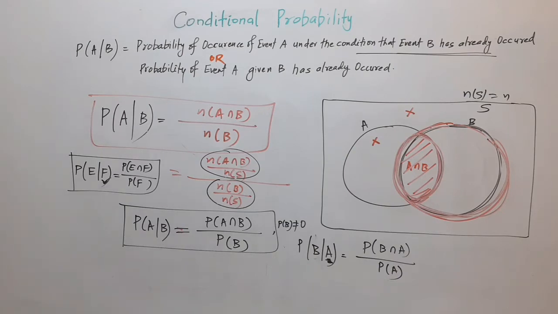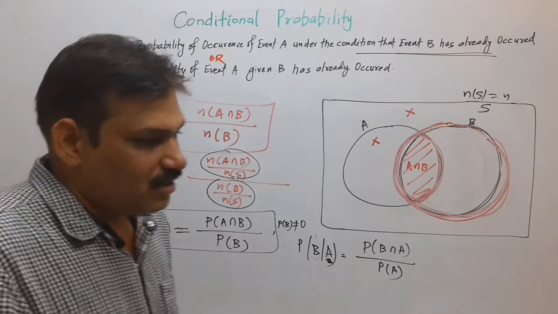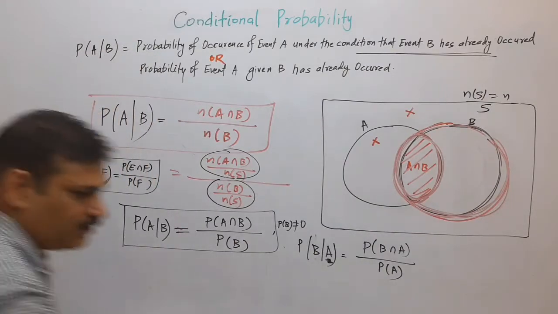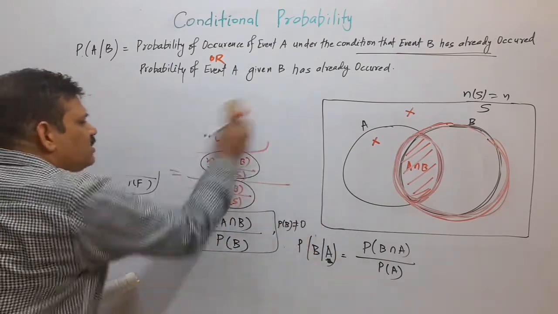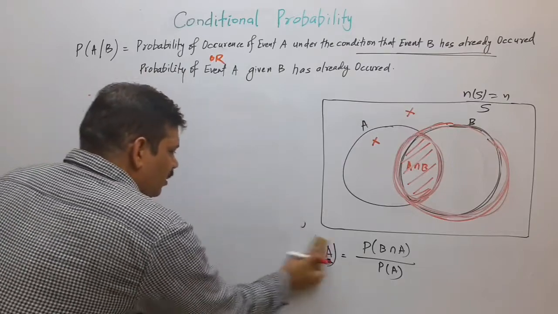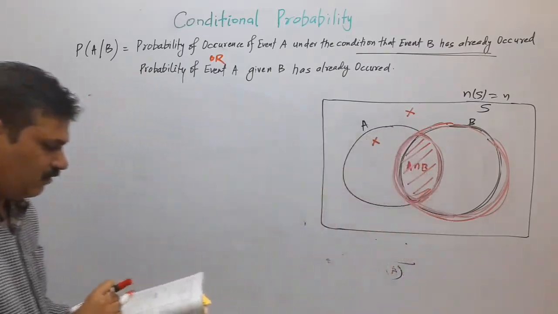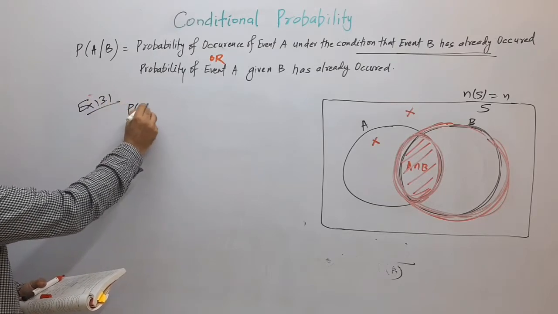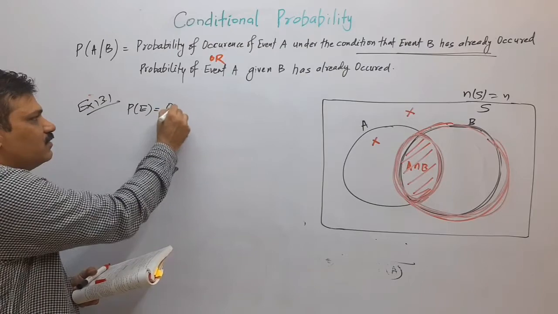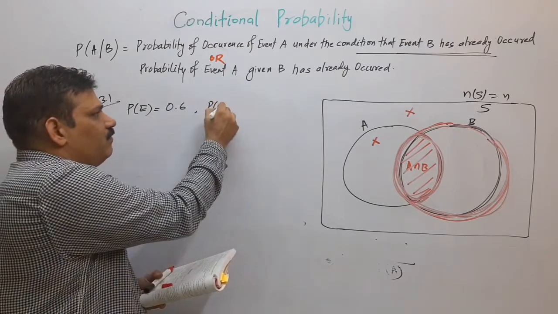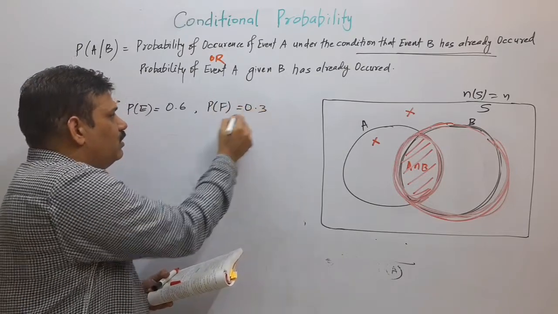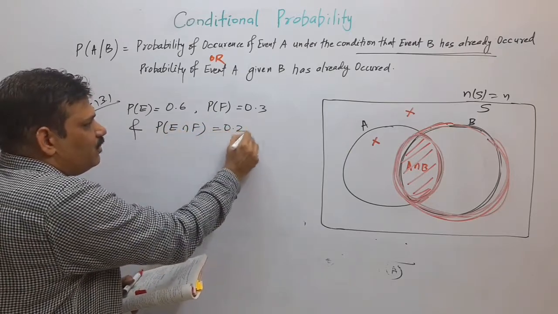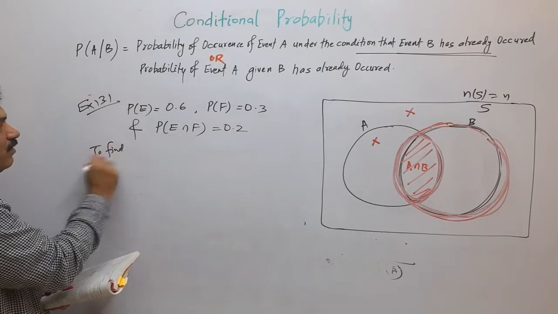Let's take some questions from the NCERT textbook. The very first question, of Exercise 13.1, says we are given E and F are events such that the probability of E is 0.6, the probability of F is 0.3, and also we are given the probability of E and F happening together, that is E intersection F, is 0.2, and we are to find two things.